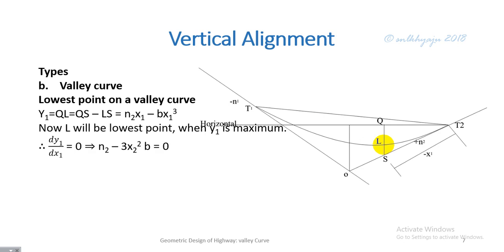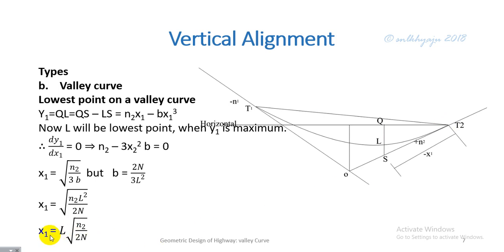For the maxima and minima, we set the first derivative of y equal to 0, that is n2 minus 3 x1 square b equals 0. Solving these equations, we get x1 equals root under n2 divided by 3b. Then solving further, we get x1 equals L root under n2 by 2N. That is, the lowest point lies on the flatter slope at a distance of x1 from the vertical tangent point of the flatter slope.